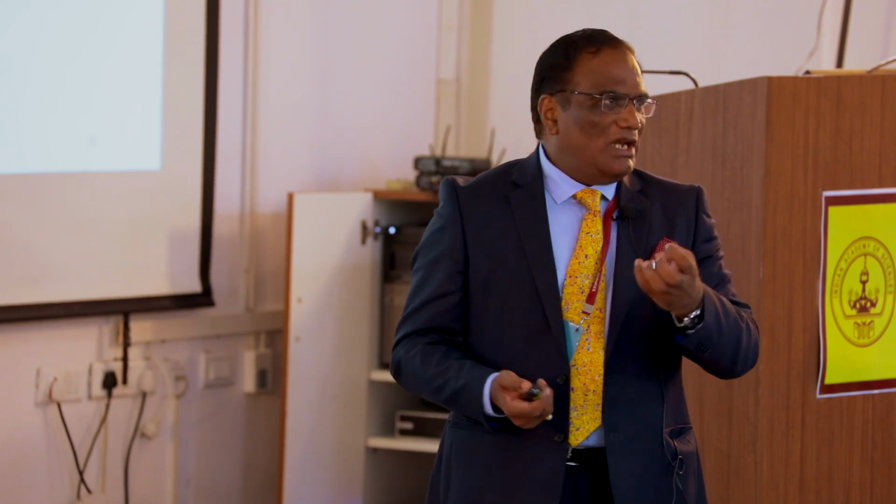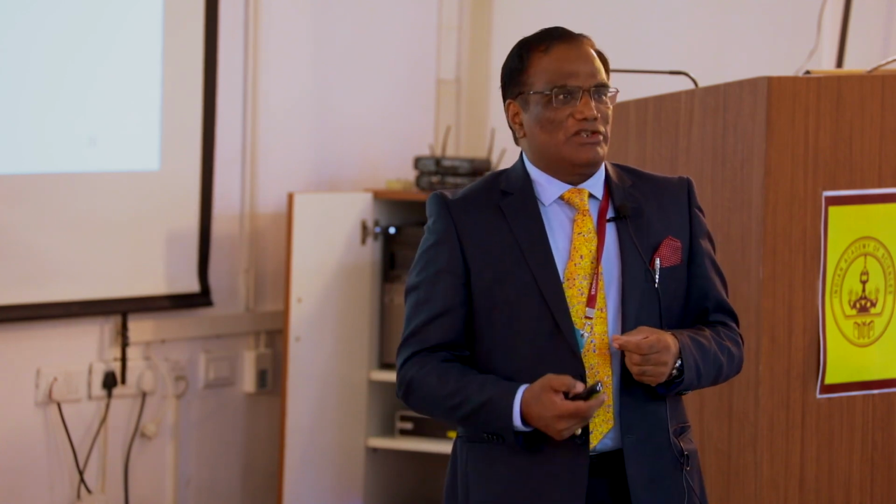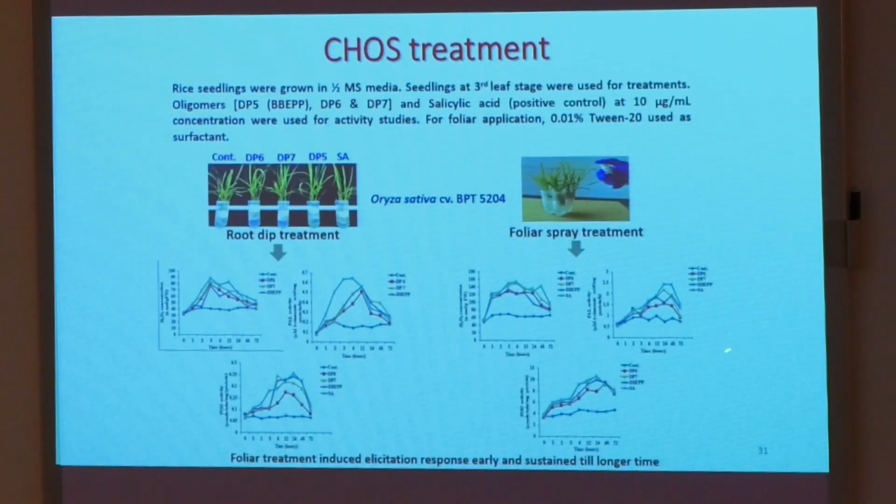There are two different approaches we follow. One will be direct spray of these oligomers, which will be a little more expensive, and we are trying to use a nano-based method to deliver these oligosaccharides into the plant system. With these two approaches, we are able to see that a foliar treatment induces elicitation response early, and it is sustained for a long duration of time.